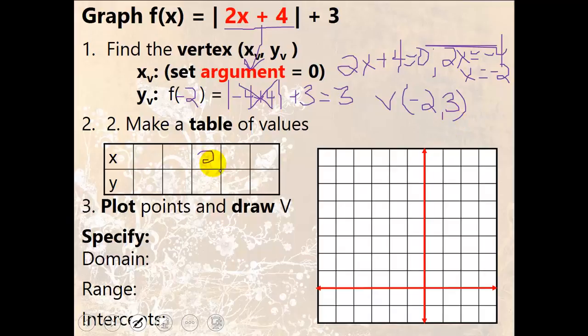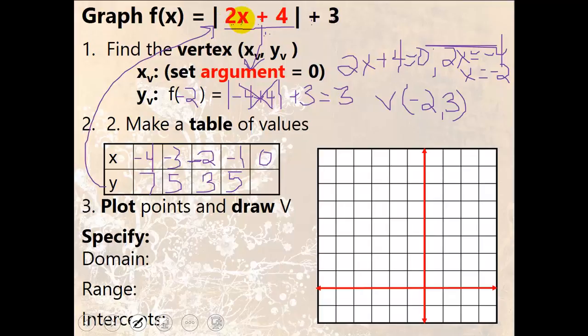That point I'm going to put in the middle of my graph. Then I'm going to pick points to the left, and I'm going to pick points to the right. And then I'm going to plug in to my original equation all the way up here. Plug in up here, okay? So negative 4, 2 times negative 4 is negative 8, plus 4 is negative 4. Absolute value is 4. 4 plus 3 is 7. 2 times negative 3 is negative 6. Negative 6 plus 4 is negative 2. Absolute value is 2. 2 plus 3 is 5. Negative 1 times 2 is negative 2. Negative 2 plus 4 is positive 2. Absolute value is 2. 2 plus 3 is 5.